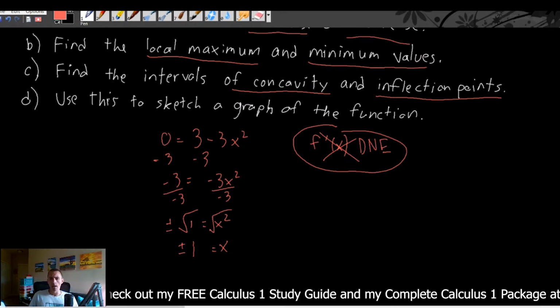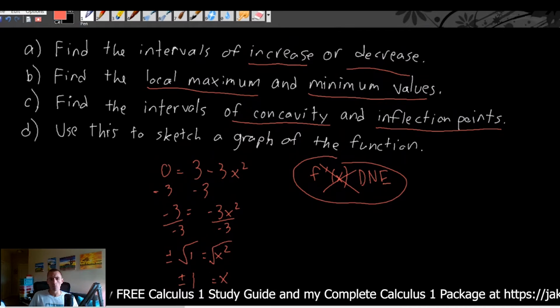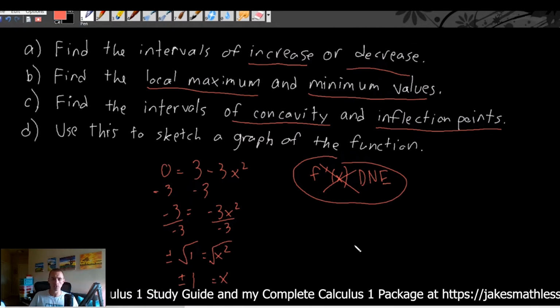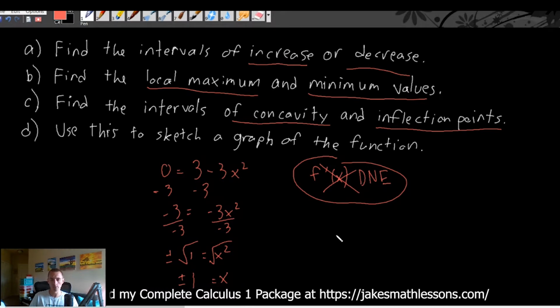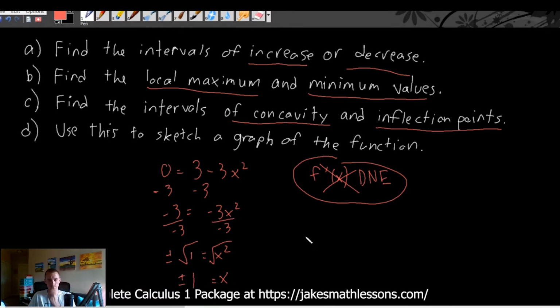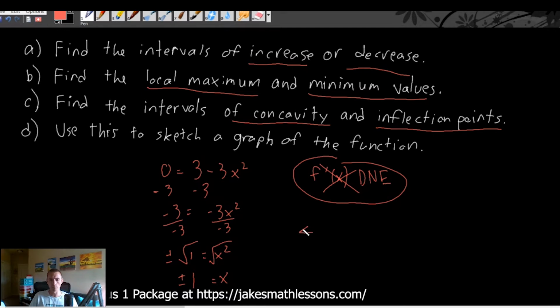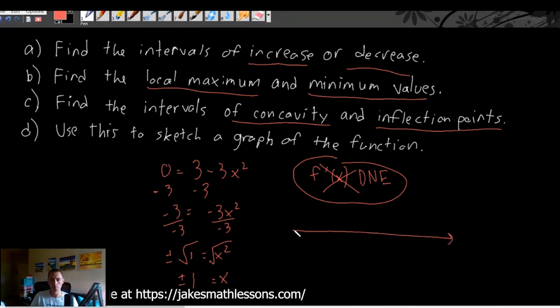Now, to figure out where we have intervals of increasing and decreasing, we want to take these two critical numbers that we found and put them on a number line. So we're just going to start with a number line, and draw our critical numbers on there: negative 1 and positive 1.